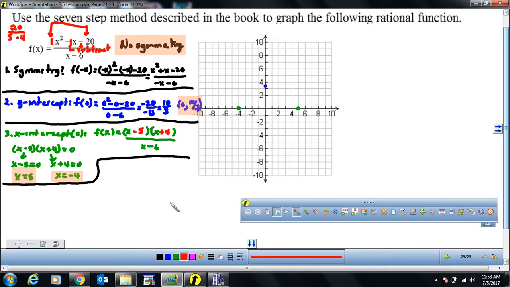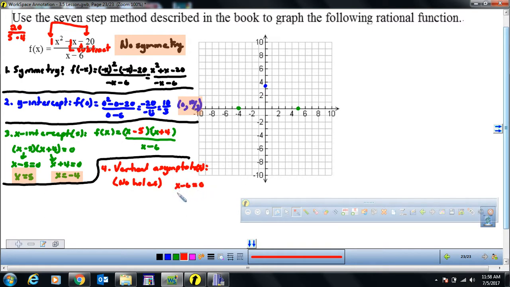Now, step number 4, we need to find the vertical asymptotes. Before we find the vertical asymptotes, one thing that we can say is that there are no holes, because no factor was able to reduce, so there are no holes in this function. Now, to find the vertical asymptotes, we have to find the zeros of the denominator. So we set the denominator equal to 0, and we solve for x, which is x equals positive 6. This is the vertical asymptote.